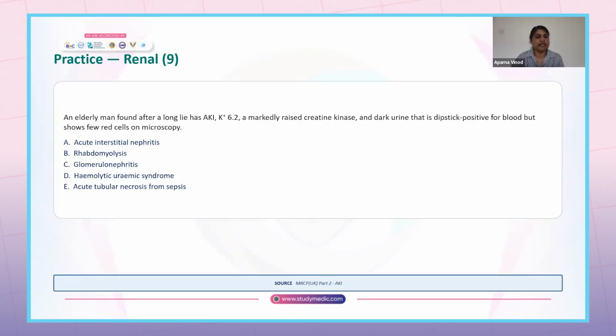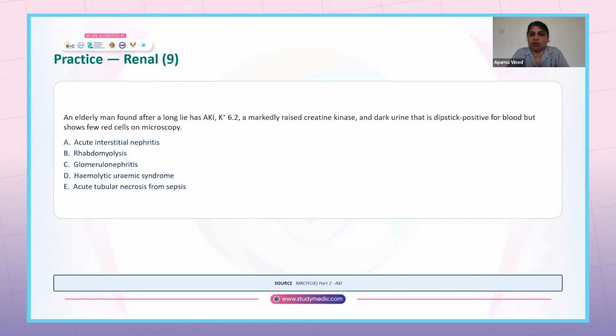Another practice question: an elderly man found after a long lie, so now has AKI. Potassium is 6.2. There is markedly raised creatine kinase, dark urine which is positive for blood but shows few red cells on microscopy.